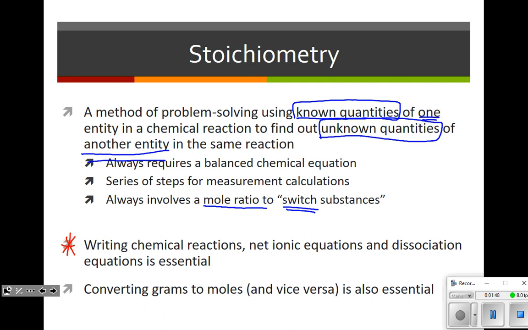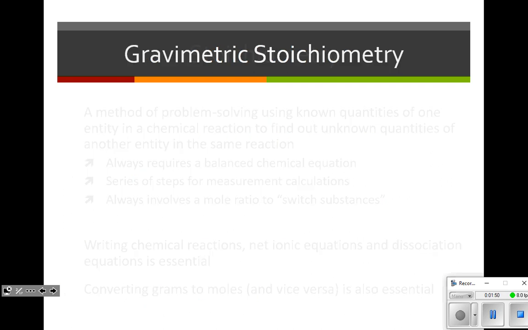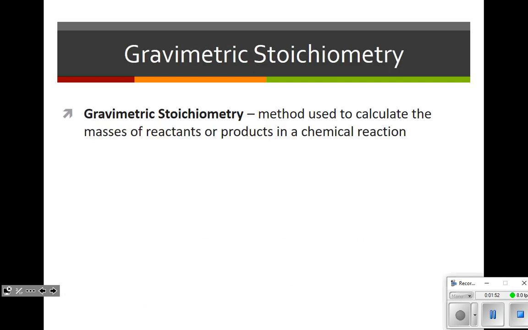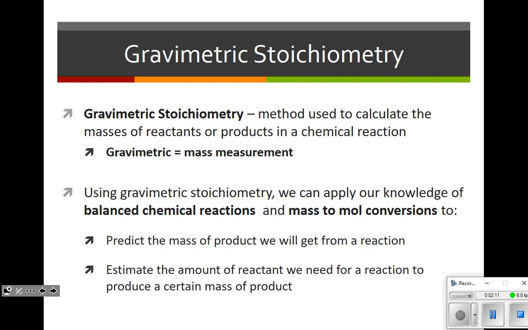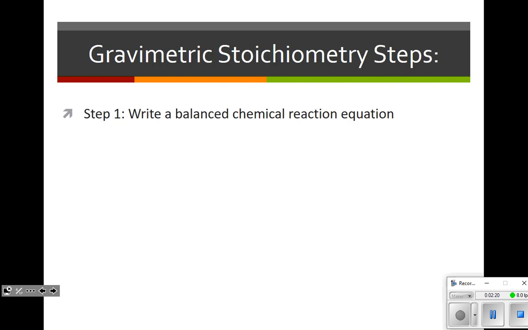We need to know how to convert grams to moles and moles to grams. So in saying that, we're going to take a look at some gravimetric stoich examples where we're looking at mass. We can apply our knowledge of balanced chemical equations and our mass to mole conversions to predict the mass of a product, and to estimate the amount of reactant we need for the reaction to produce a certain mass of product. Okay, cool. So let's take a look at the steps.